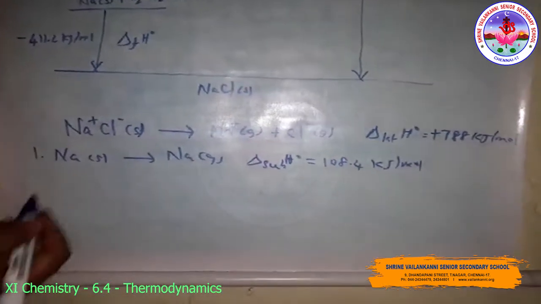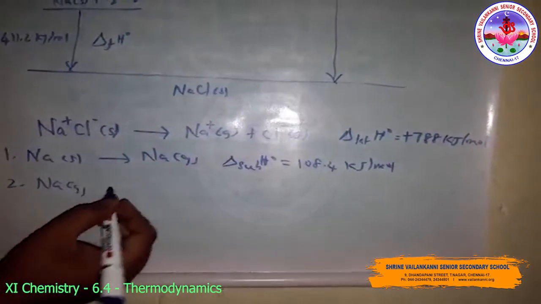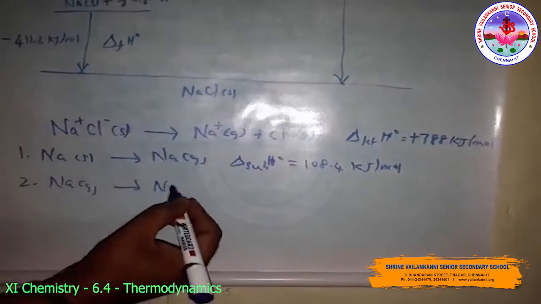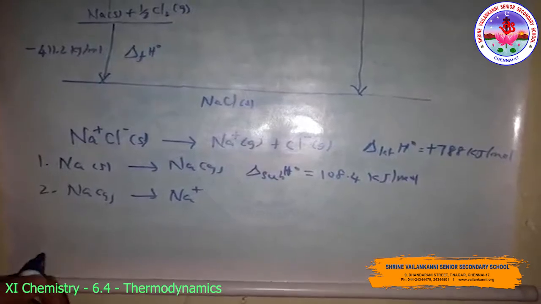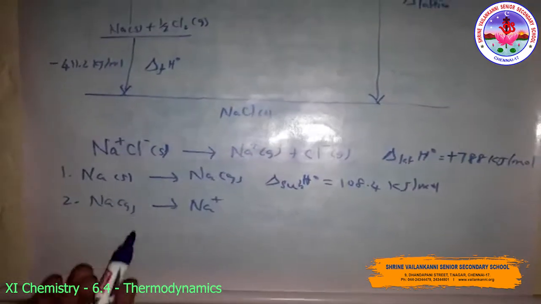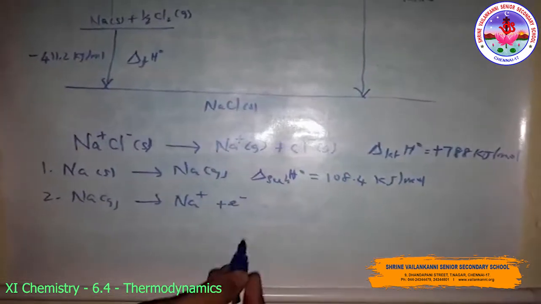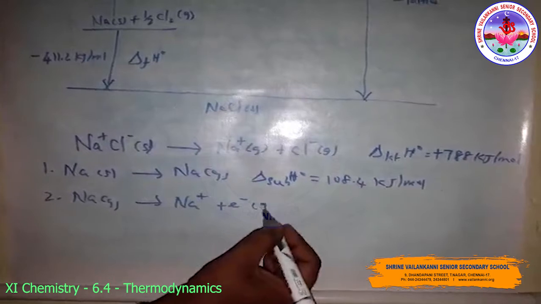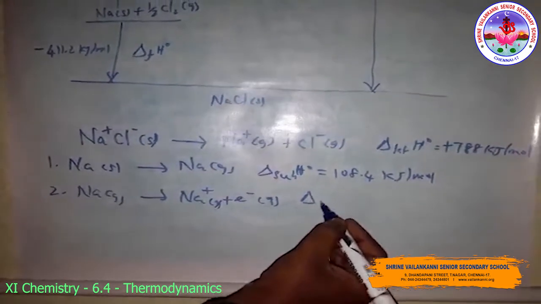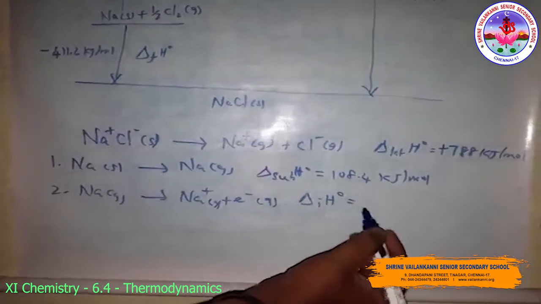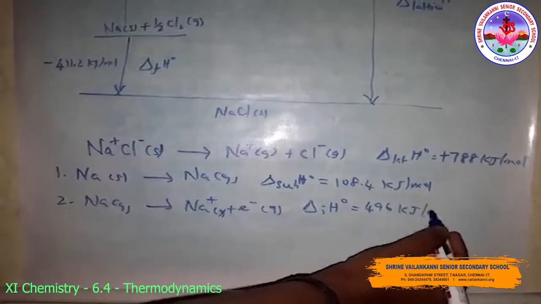Then the second step: sodium gas is converted to sodium ion, that means it is oxidized. Here is the ionization of the sodium atom; the ionization enthalpy gives Na plus and one electron lost, that is electron gas. Here also the gaseous state. The ionization enthalpy, delta I H naught, is equal to 496 kilojoule per mole.